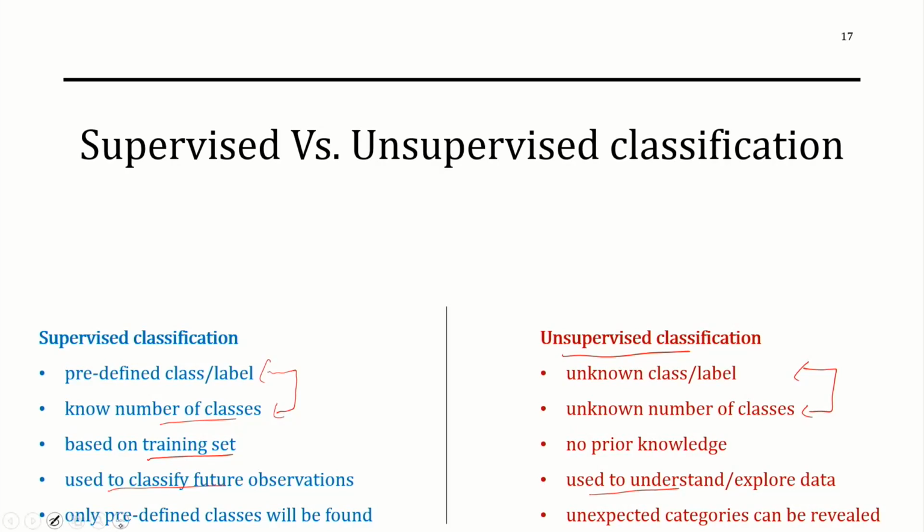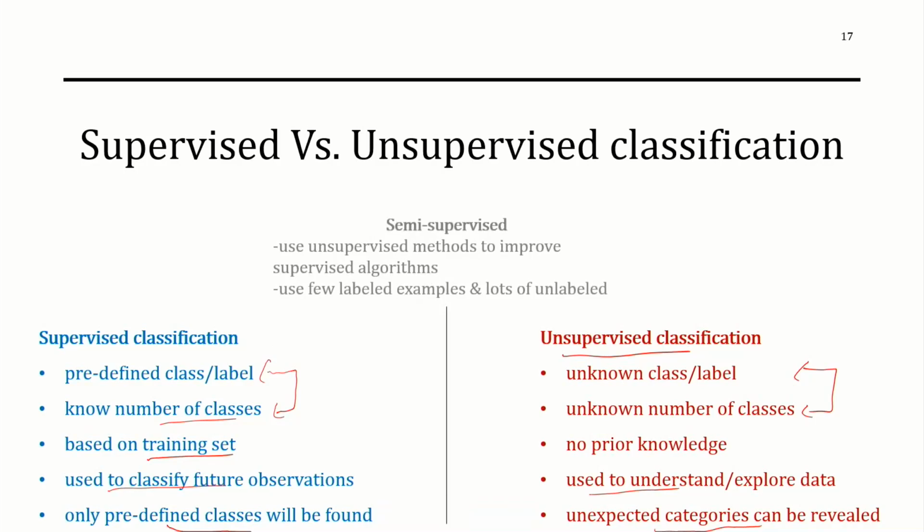In supervised classification, only the predefined classes can be found. But in unsupervised classification, it is possible that a newer category, class or label can be revealed when new data is used in the experiment.